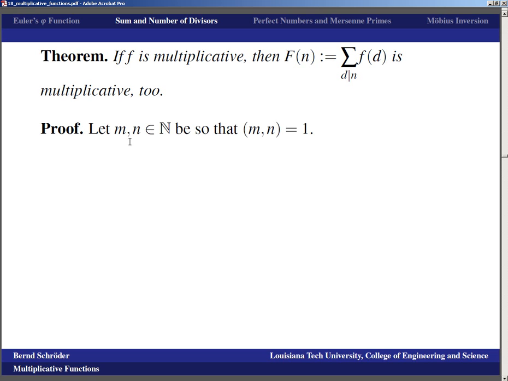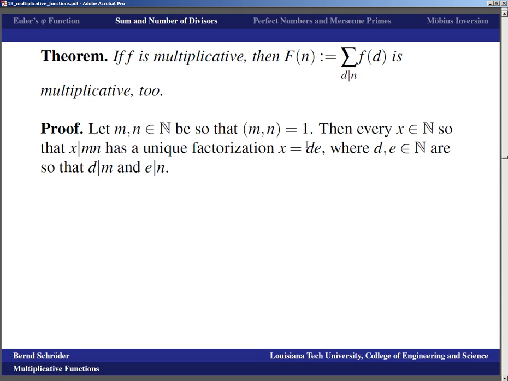For multiplicativity, we remember we need to take two numbers m and n so that the greatest common divisor of these two numbers is 1. And we want to find F of m times n, of course, capital F of m times n. Well, every natural number x so that x divides m times n has a unique factorization d times e, where d and e are natural numbers so that d divides m and e divides n, and that is because m and n don't share any common factors.